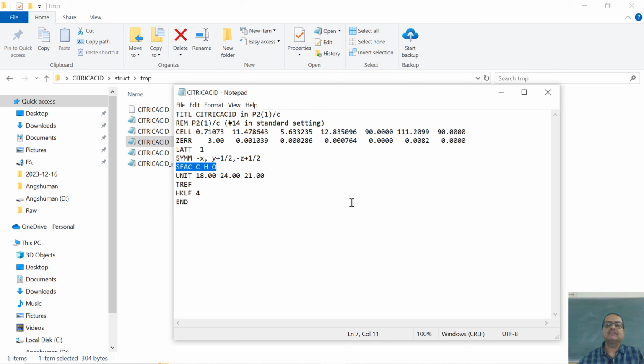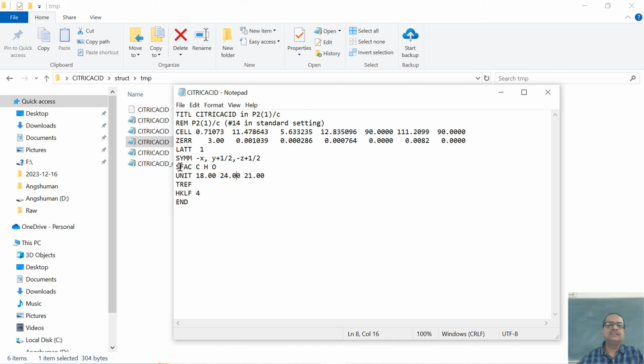Then this line talks about the structure factor, SFAC. What are the elements present? Carbon, hydrogen and nitrogen. During the data collection, we did not give any input. If you remember, we did not give any input. So the software has assumed it to be carbon, hydrogen and oxygen. It assumes this many carbon, that many hydrogen and that many oxygen: 18 carbons, 24 hydrogens and 21 oxygens.